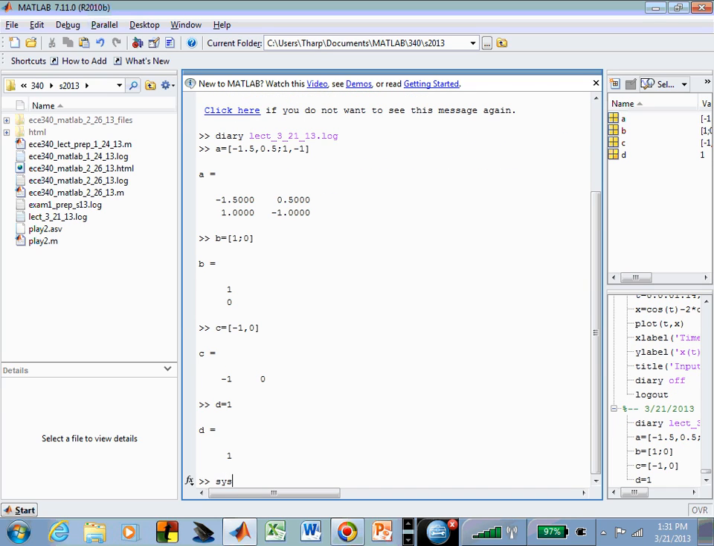Now what I could do is define an object, I'll call it system 1, as a state space representation. So that's equal to SS. And did I use lower or uppercase? So I said that was A, B, C, D.